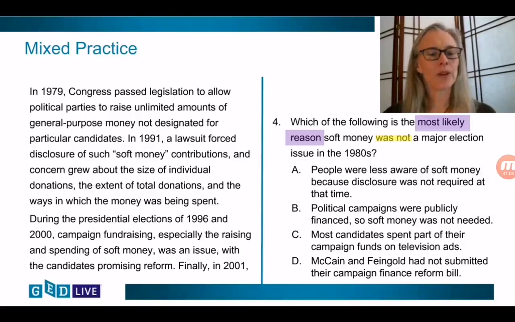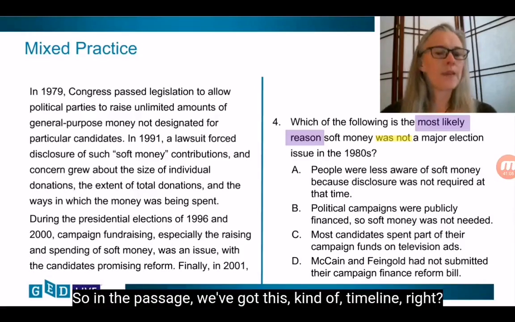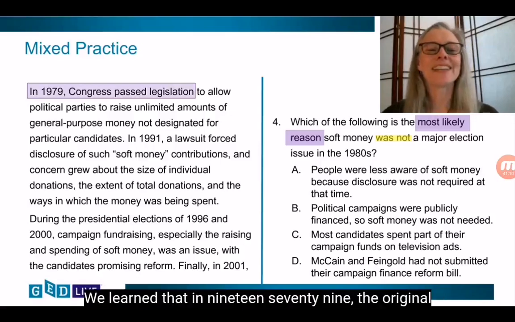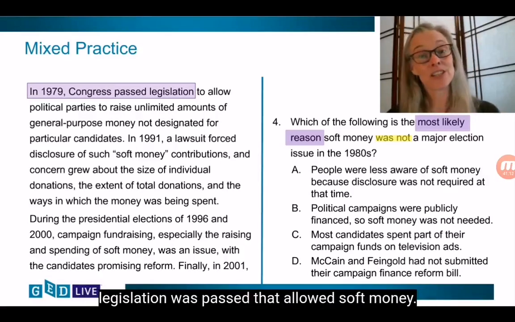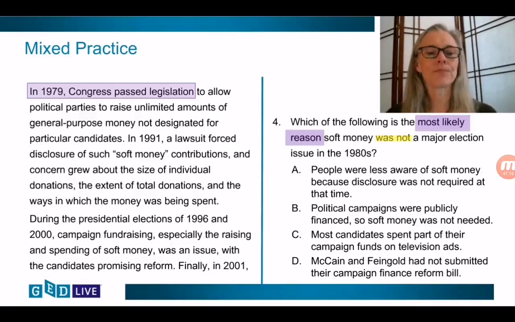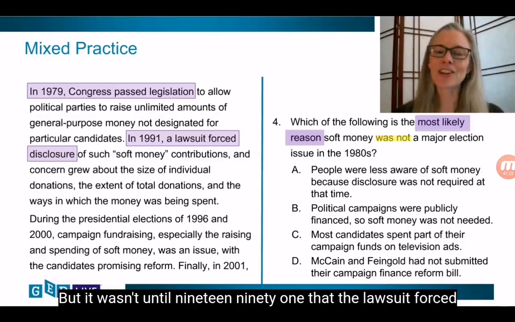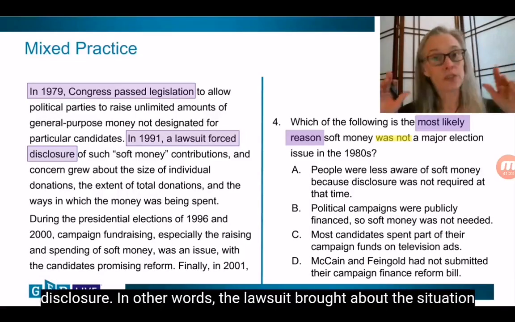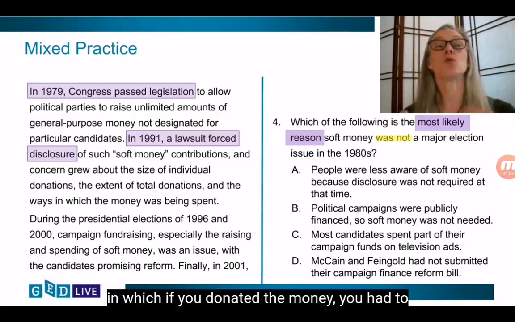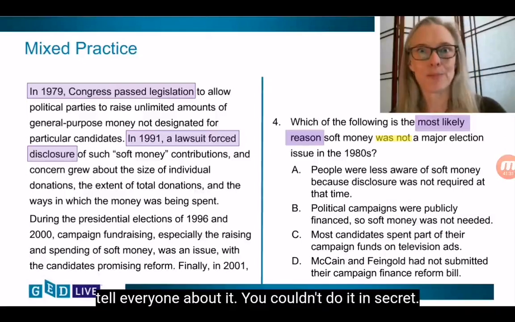All right. So in the passage, we've got this kind of timeline, right? We learned that in 1979, the original legislation was passed that allowed soft money. But it wasn't until 1991 that the lawsuit forced disclosure. In other words, the lawsuit brought about the situation in which if you donated the money, you had to tell everyone about it, right? You couldn't do it in secret.